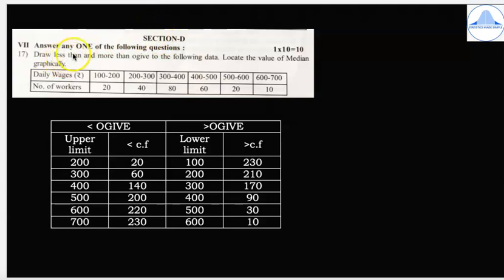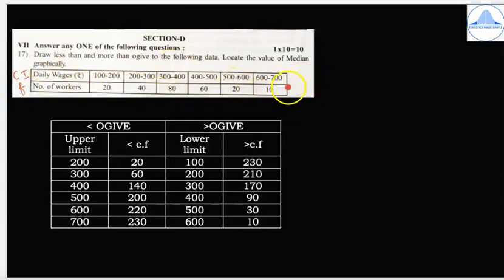Section D, answer any one of the following questions. Each of these questions will carry 10 marks each. Question 17: draw less than and more than ogive to the following data. Locate the value of the median graphically. So they have given us the daily wages in the form of class intervals in rupees and the number of workers. So the first step is to mark the daily wages as class interval CI and the number of workers as the frequency F.